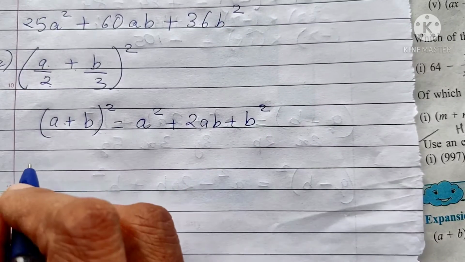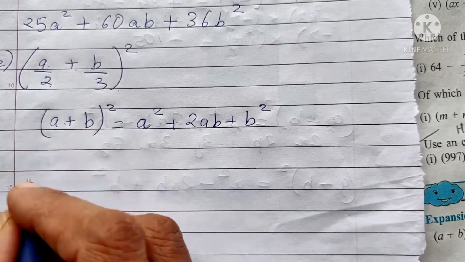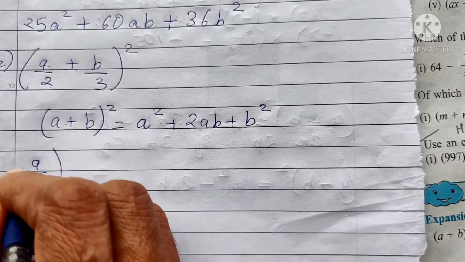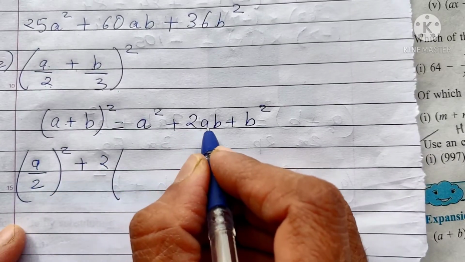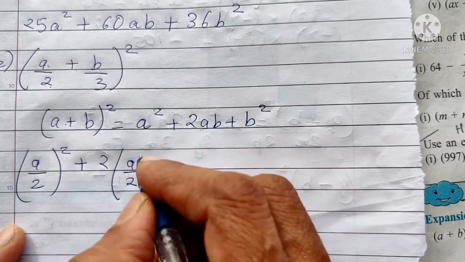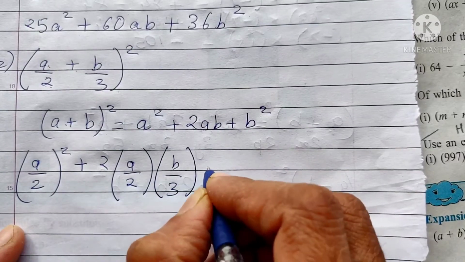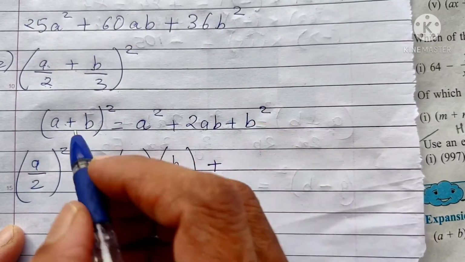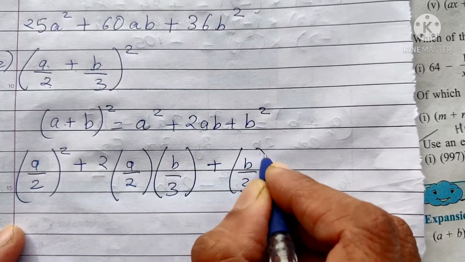Now let's just substitute the values. You have first term square. So here the first term is a upon 2. So you will write a upon 2 the whole square plus 2 multiplied by the first term. What is the first term here? A upon 2. What is the second term? B upon 3. And then plus you have the last term square. So what is the last term? B upon 3. So you put b upon 3 the whole square.